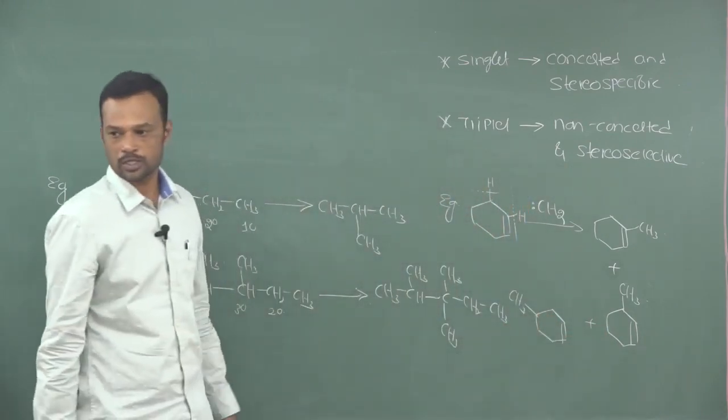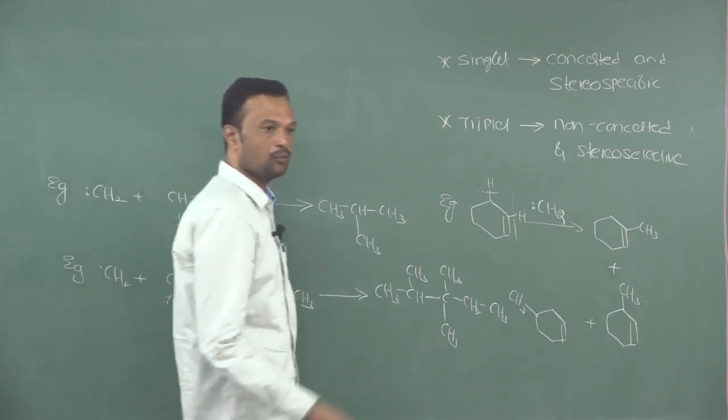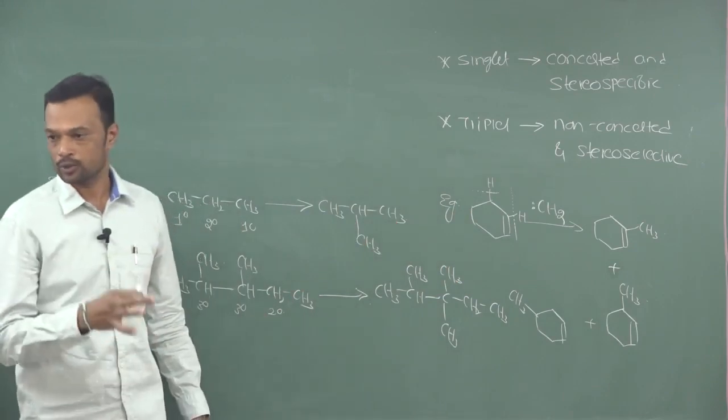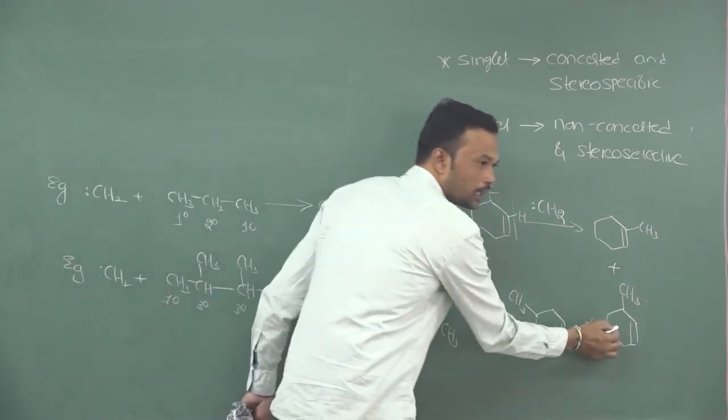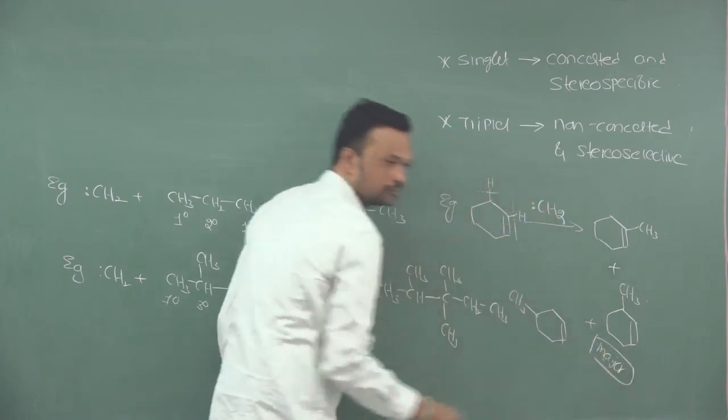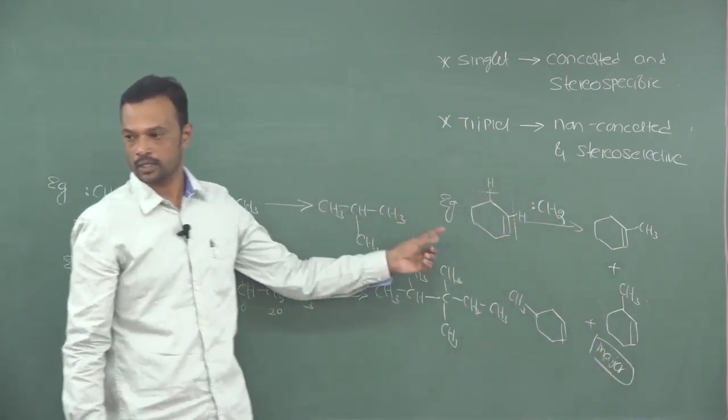Now out of these three, which is major? Whichever carbon hydrogen bond is very weak can be involved in the reaction actively. So which is very weak here? Allyl. Allyl is major and the remaining are minor. This question is asked in the exam.